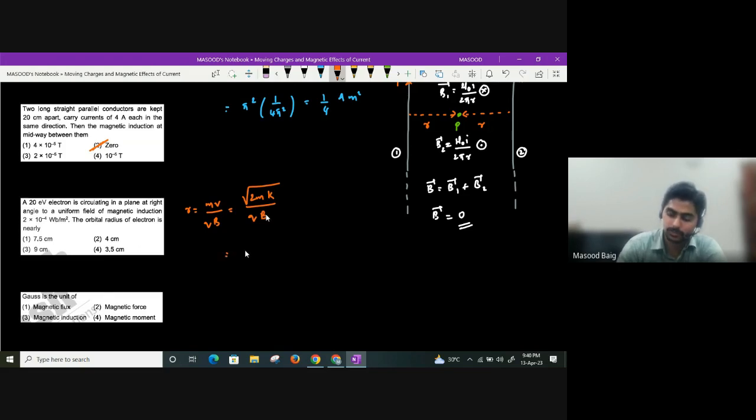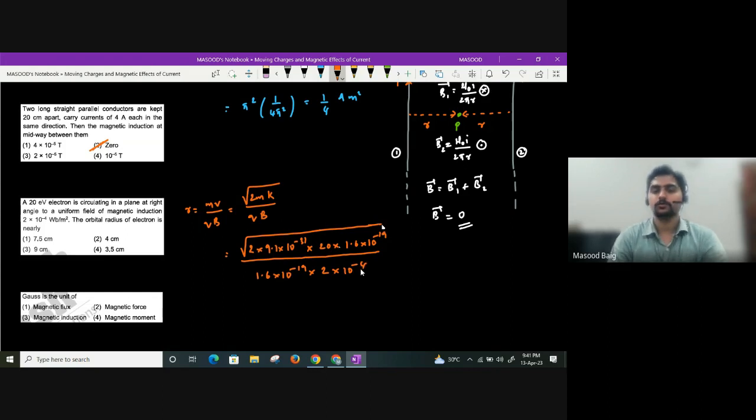So what will this become? Root over 2 into what is the mass of the electron? What is the mass of the electron, beta? 9.1 into 10 power minus 31 kg. What is the kinetic energy? 20 electron volt is given. So if I want to convert into joules, I'll write it as 1.6 into 10 power minus 19 joule. Clear? Whole divided by q is what? 1.6 into 10 power minus 19. What is the magnetic field? 2 into 10 power minus 4. Clear, all of you?